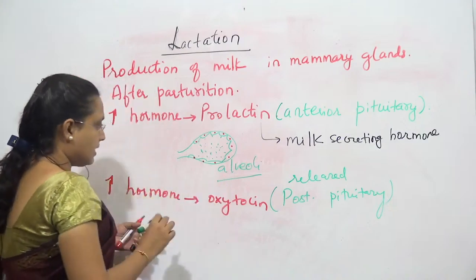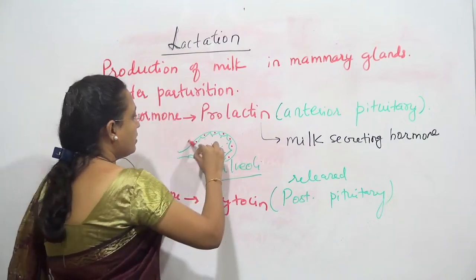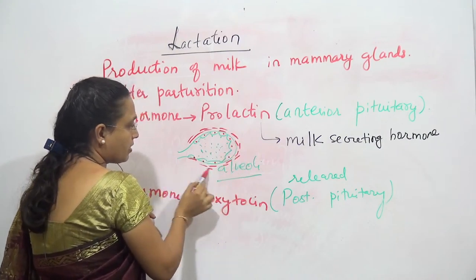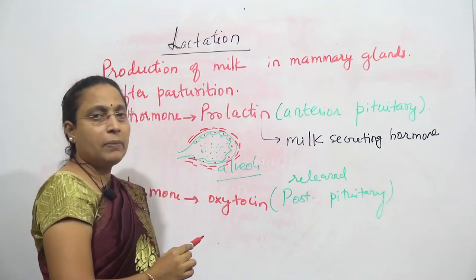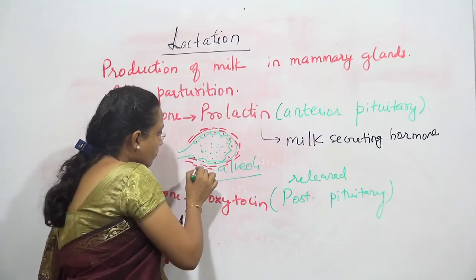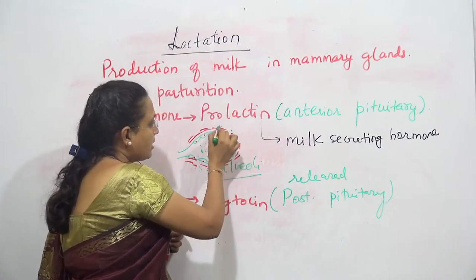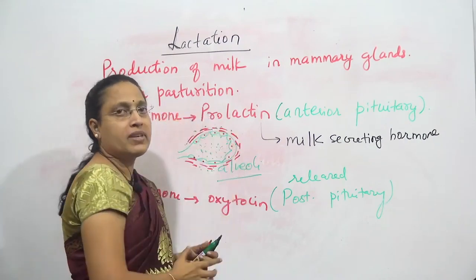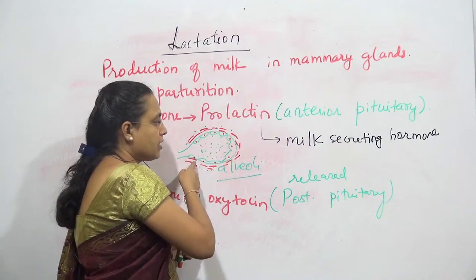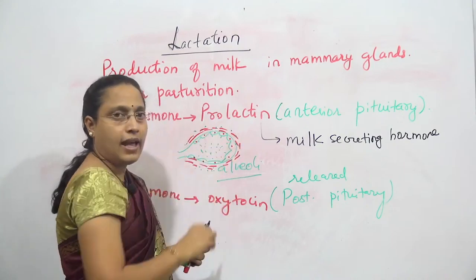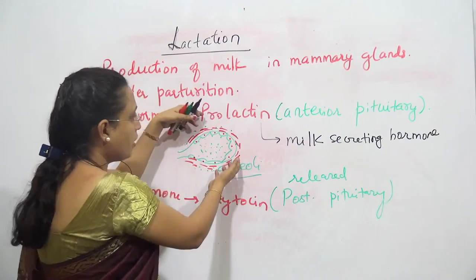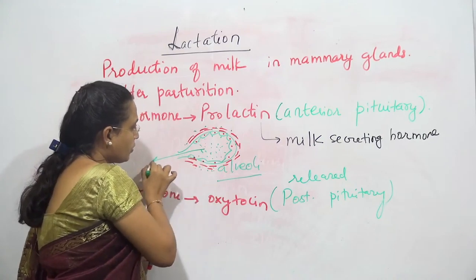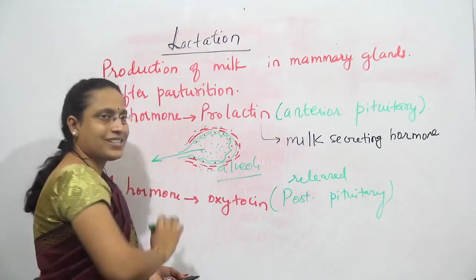Now what does oxytocin do? Surrounding the alveoli, there is some muscular tissue, which is smooth muscle, called myoepithelium. Oxytocin goes and binds to the receptors present on the cells of this tissue and contracts these smooth muscles. When it contracts, it pushes the milk outside into the ducts. So whatever milk is produced, because of this contraction, the milk is released outside.